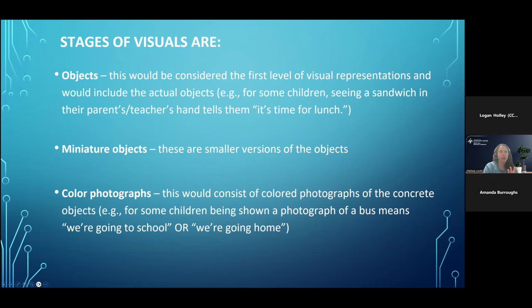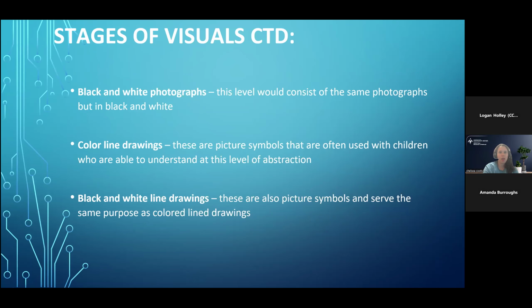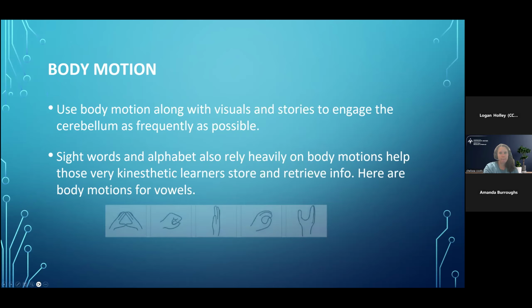And please feel free, if you have any questions, like I said, put it in the chat or you can come off mute. So, more stages of visuals: black and white photographs. This level would consist of the same photographs, but in black and white. Color line drawings. These are picture symbols that are often used with children who are able to understand at this level of abstraction. And black and white line drawings. These are also picture symbols and serve the same purpose as colored line drawings. So, a lot of different stages of visuals.